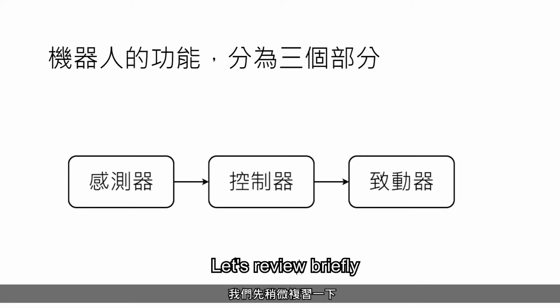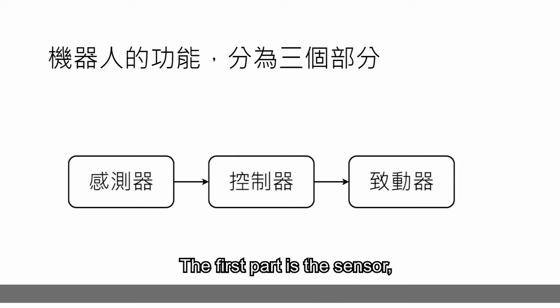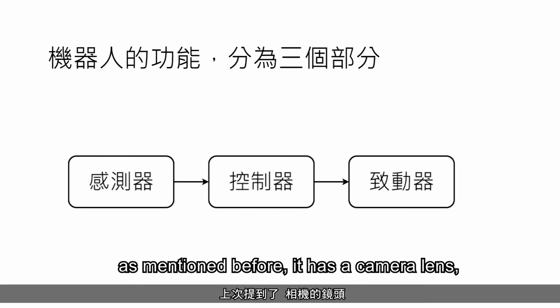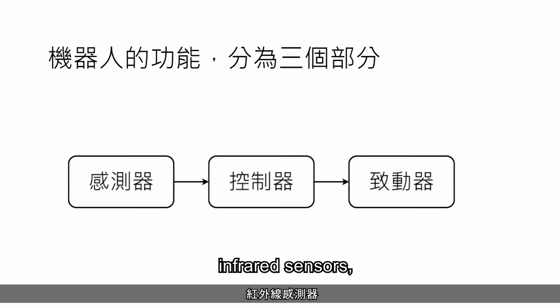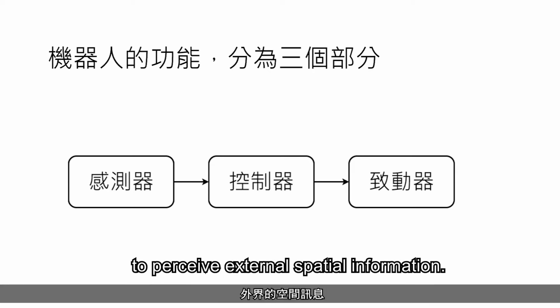Let's review briefly about the sweeping robot mentioned in our last lesson. The function of the sweeping robot can be roughly divided into three parts. The first part is the sensor of the sweeping robot. As mentioned before, it has a camera lens, infrared sensors, and collision detectors. The purpose of these sensors is to perceive external spatial information.